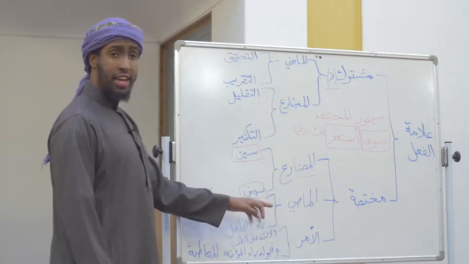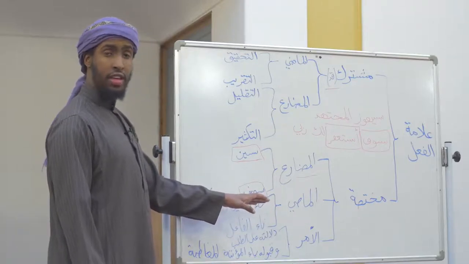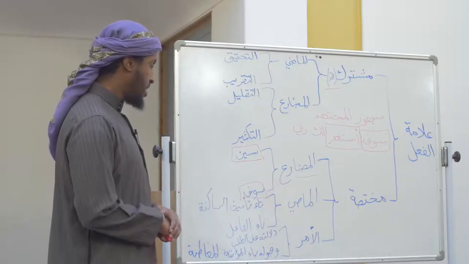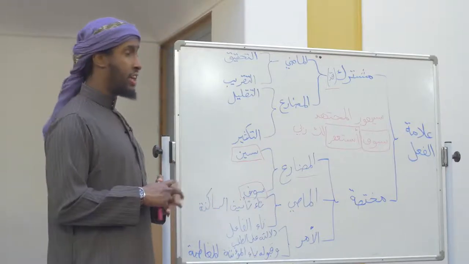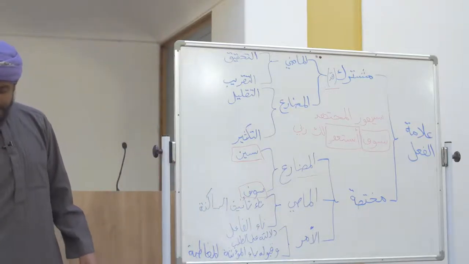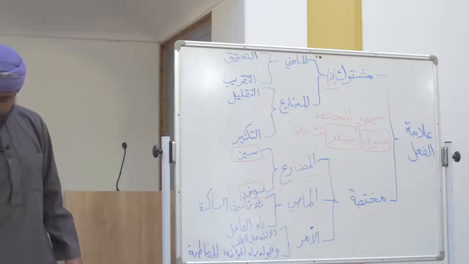We have al-madi now, the sign that's specific to a madi. There are two signs that are specific to a madi. The first one is ta'u ta'neeth as-sakina. What does ta'u ta'neeth sakina mean?